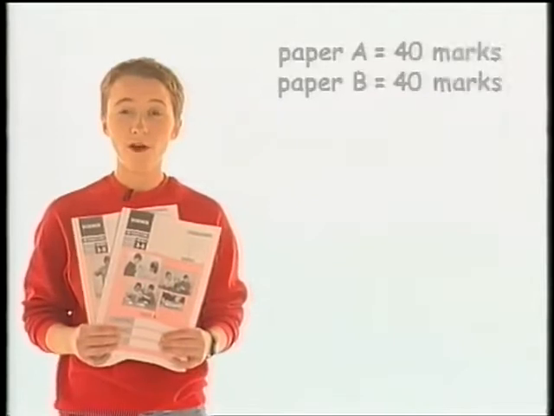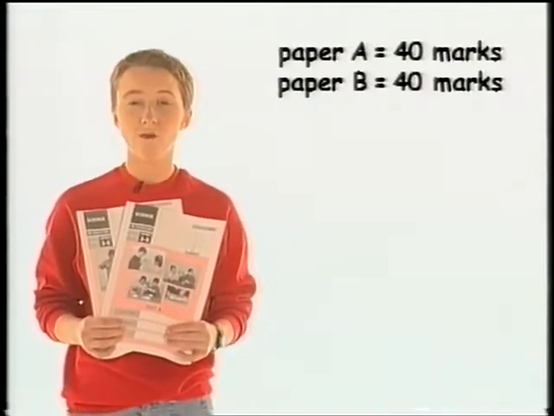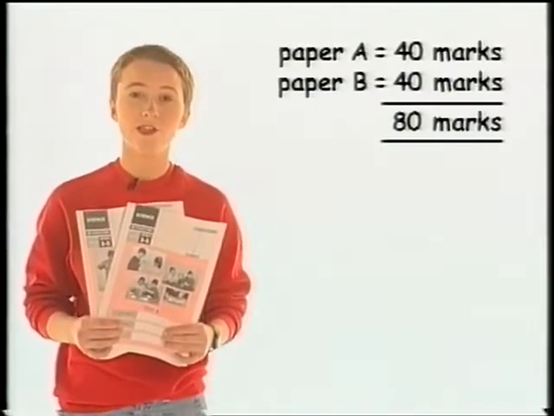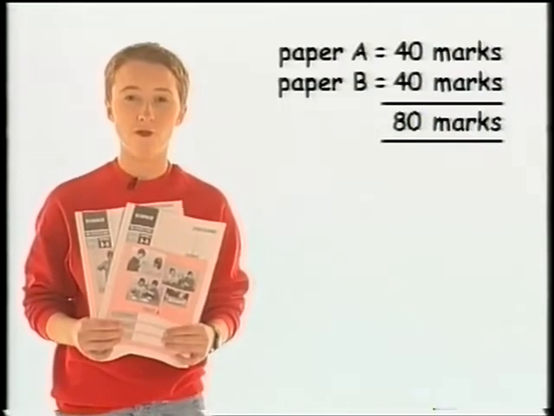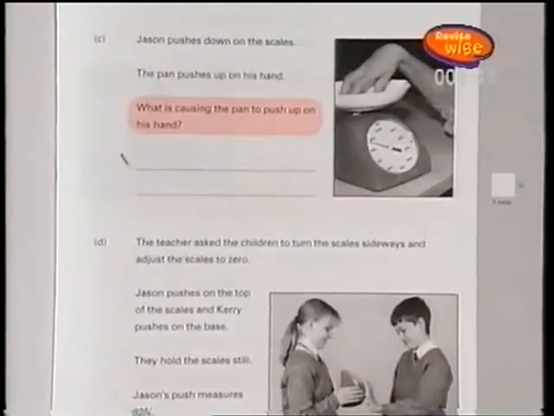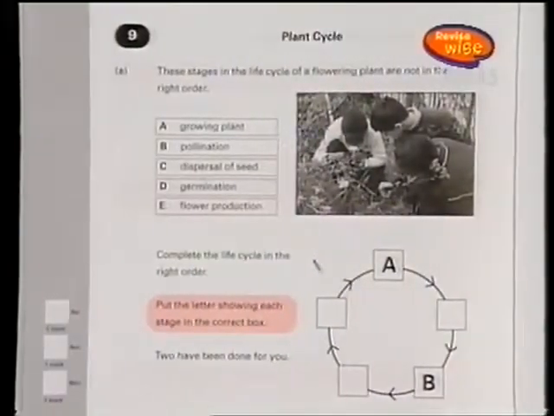For science, you have just 2 tests, Paper A and Paper B. They're worth about 40 marks each, so your top mark is around 80, with just over half the marks giving you a level 4. In both the papers, you're asked questions about all the different parts of science you've done at school. And to help you, we'll go through the sort of questions you might get and the science you need to know in later programmes.